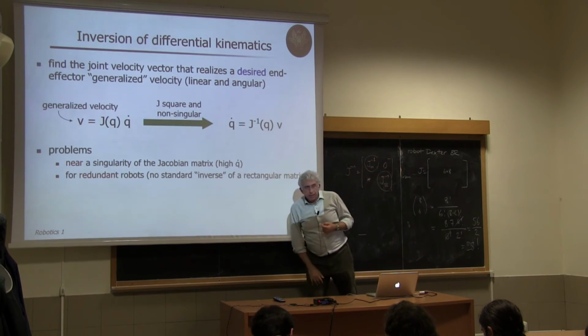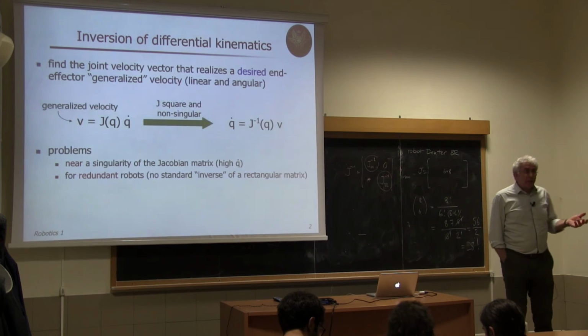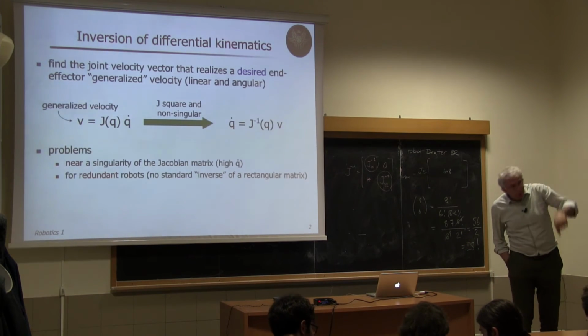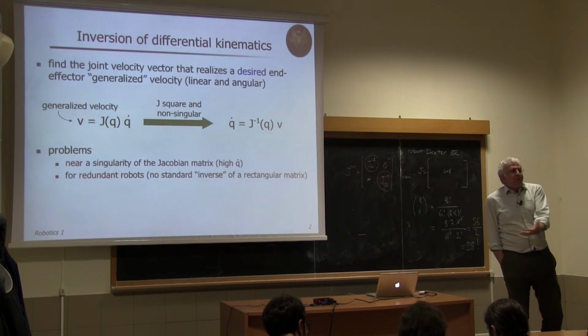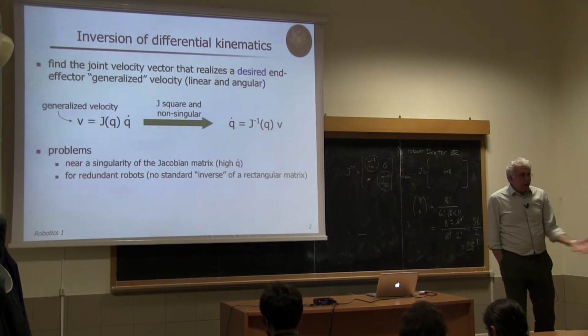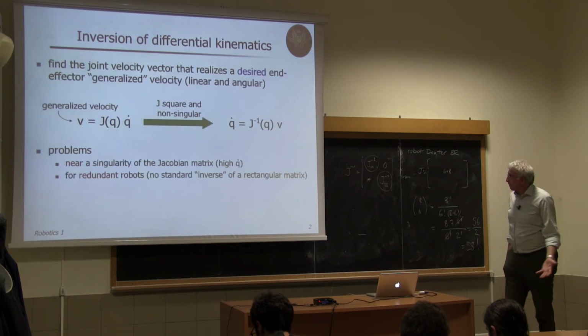The second point is, what if J is non-square? And then, of course, if it's non-square and it's losing rank, then I have also the singularity issue. But even if I have a full rank J, I cannot invert it, because it's not square. So what do I do? Okay?